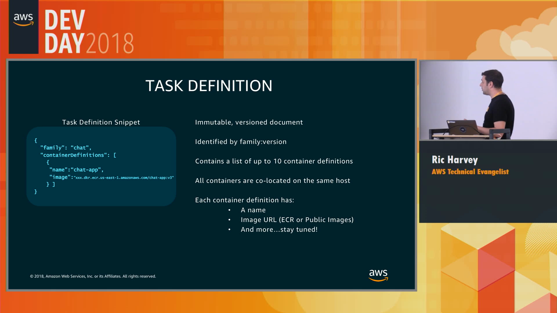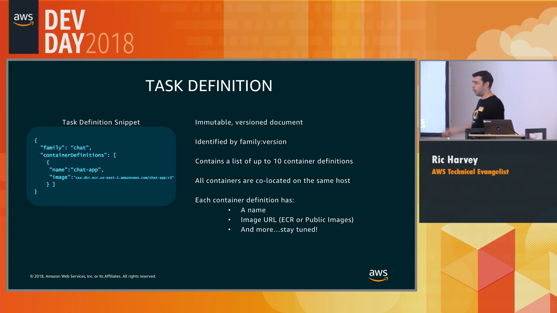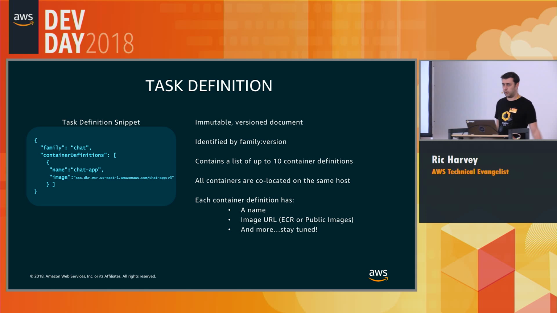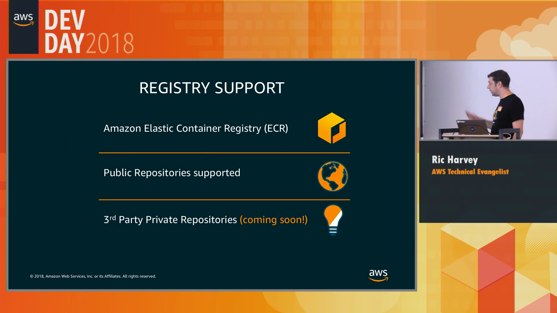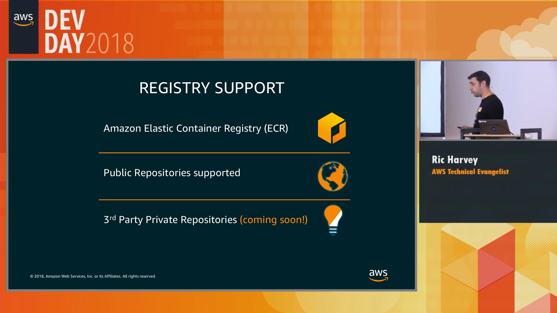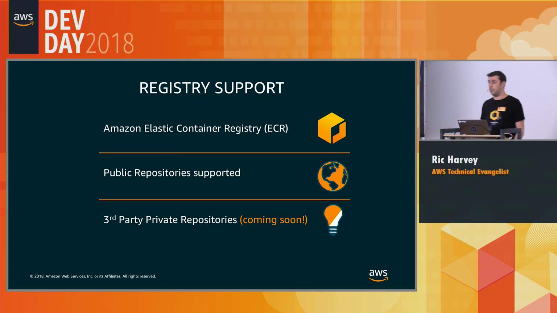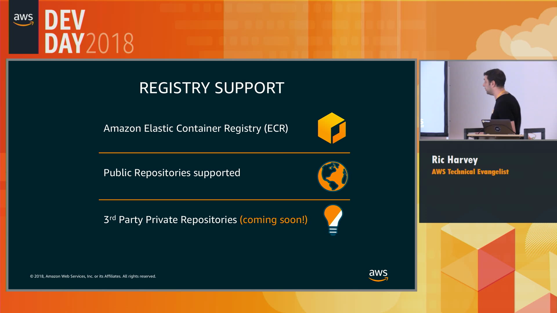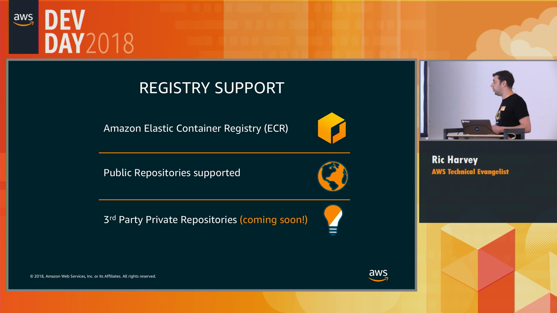So each container definition needs a name, image URL, and can go into more detail, which we will do in a minute. I'm quickly going to tell you about registry support in Fargate while we're at it. We support ECR naturally, because it's our product. We also support public repositories, so things like Docker Hub. In fact, the Redis container I'm going to pull down comes directly from Docker Hub. And we're also working on integration for third-party private repos as well.